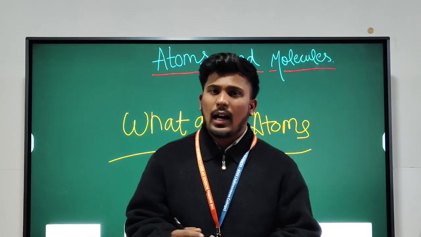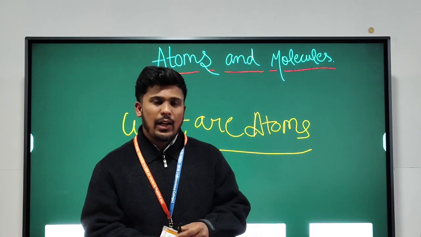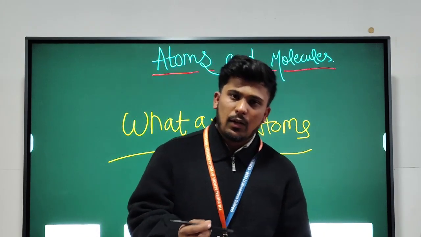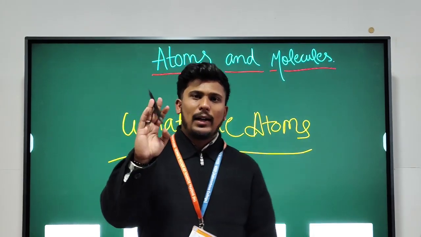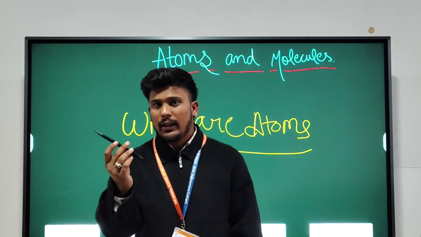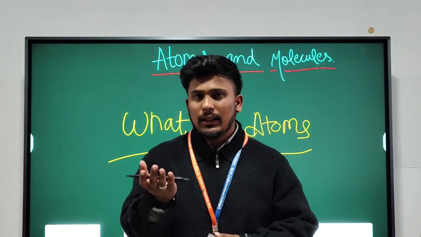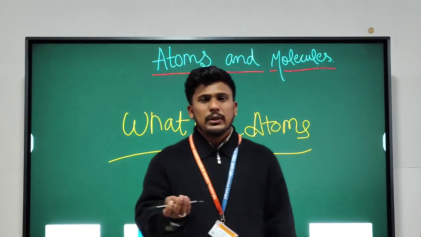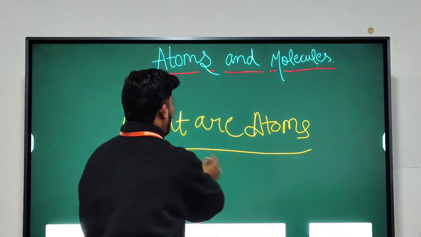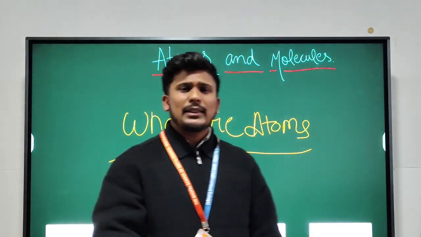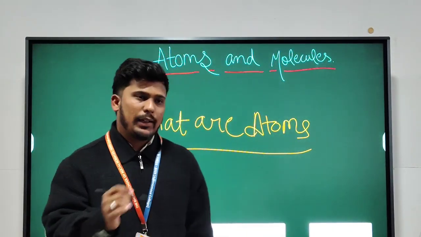Everything around us which has some mass and occupies some space is matter. For example, can I call this marker or stylus matter? Of course yes, because it has some mass and it is occupying some space. Now, what is an atom? An atom is considered the smallest unit of matter.